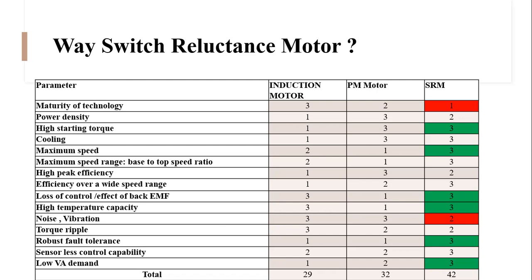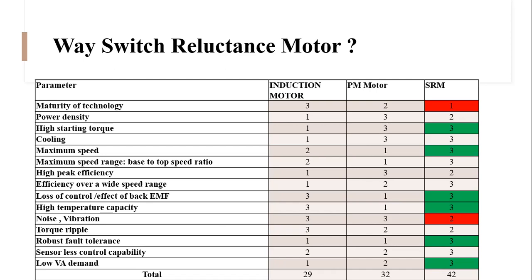Robust fault tolerance control. So what is fault tolerance control? It means that if an induction motor loses a phase, it will not keep working, and a permanent magnet motor also does not work when one phase is lost. But the switch reluctance motor keeps working even if any phase or any pole is lost; it works robustly as per the previous condition.